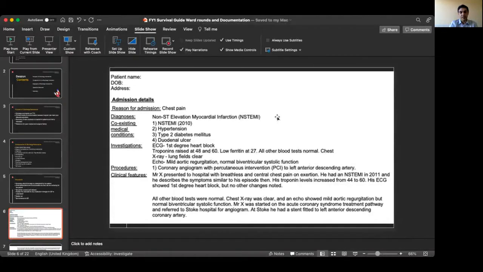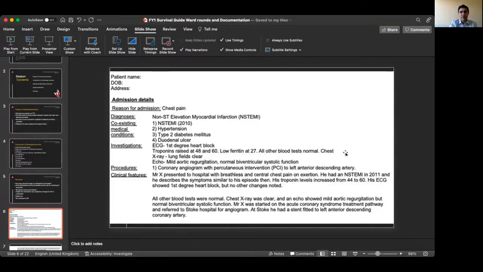In the next section, the investigation section, I've included any relevant investigations which have been done. Because this is a cardiology patient, ECGs are important, and I've not gone on to write a massive essay about the findings of these investigations, nor have I copied the radiological reports. Just a brief summary, 1 line should be enough. So for this patient, the ECG showed first-degree heart block. Their troponin, because they had an NSTEMI, it's important to record their troponin levels. First troponin was 48, second troponin was 60. So there's been a rise in troponin.